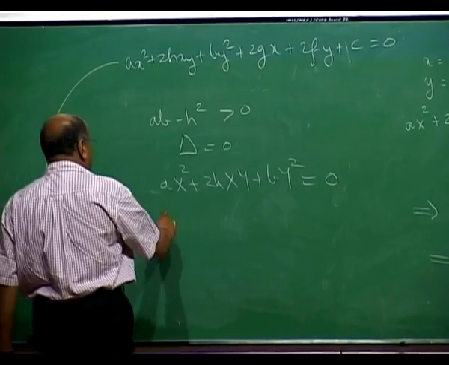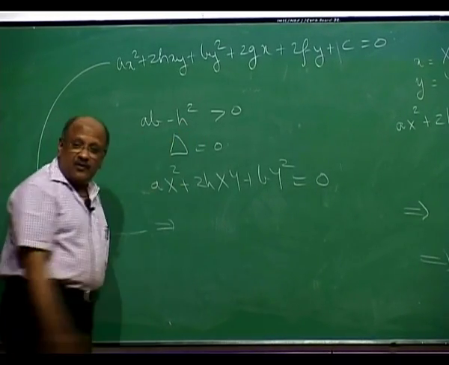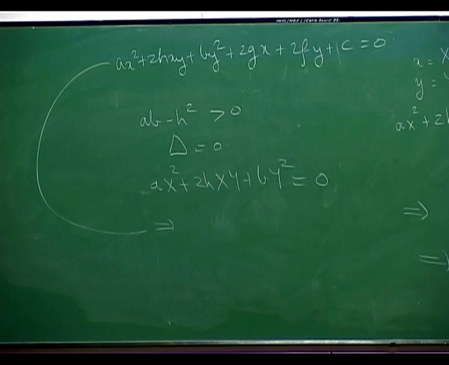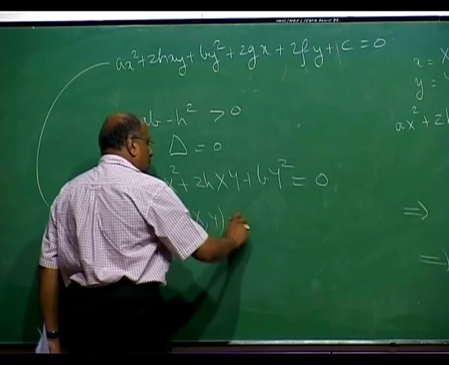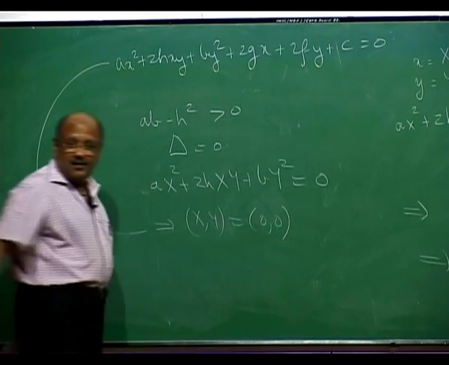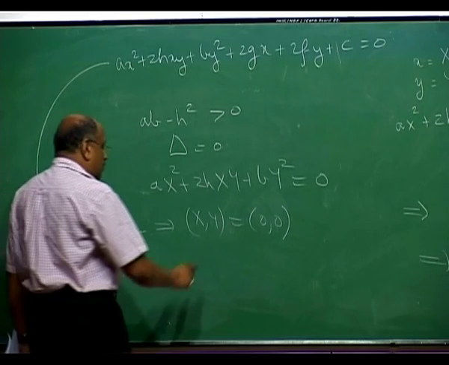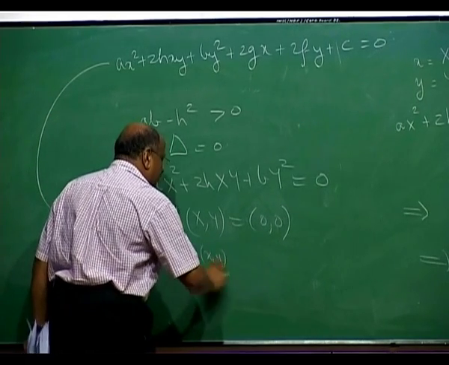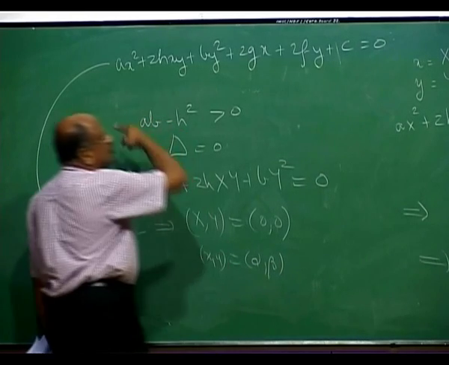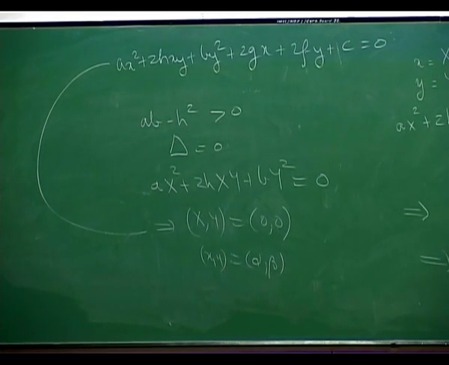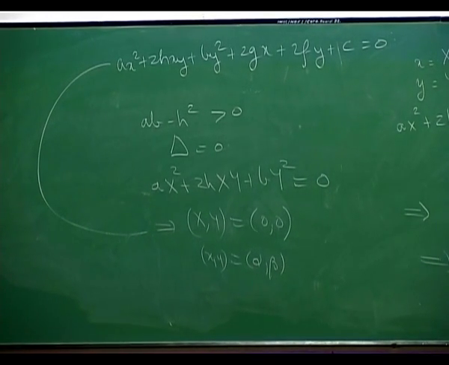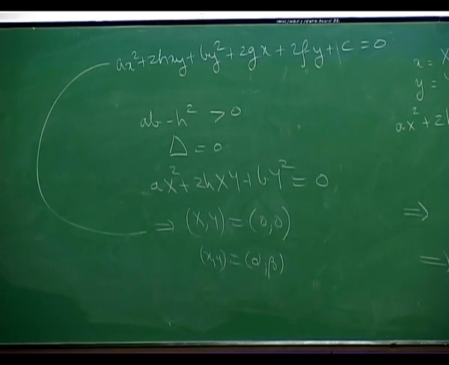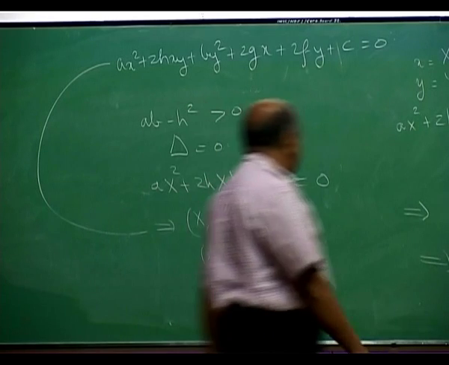And this means, because ab minus h square is positive, both the eigenvalues are going to be positive, and you know that this represents only XY equal to 0, 0. This is the only point. So in other words, xy equals alpha beta is the only possible solution to this equation. No other point satisfies this. So the solution set or this curve reduces to a single point, namely alpha beta, which you can solve for by getting these two equations.